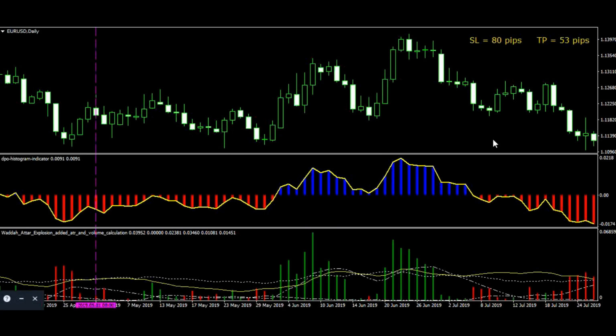The next thing I want to do is start combining it with other indicators to see if it'll give me better results. Hopefully these other indicators will start to filter out some of those losing trades. So this is how that's done. This is the same chart with our same No-Nonsense Forex ATR and the same DPO histogram, but now I've added the Waddah Attar Explosion on here. This happens to be the one that has the added ATR and volume calculation. So let's take a look at what we get.